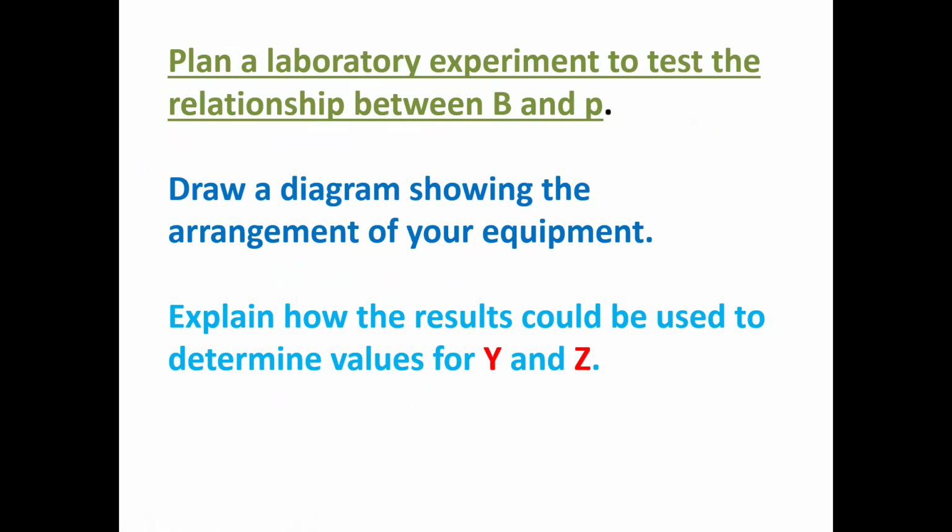Plan a laboratory experiment to test the relationship between B and p. What do B and p mean here? B stands for magnetic field strength. And p is the perpendicular distance from the midpoint of P to point X.